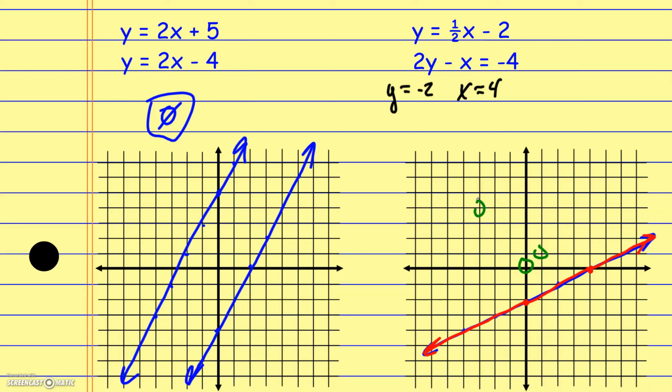Yeah, we have all real numbers for x and we have all real numbers for y, but it's very specific combinations of each of those real numbers. Okay, things like the ordered pair 0, -2, or the ordered pair 2, -1, or the ordered pair 4, 0. They're very specific combinations of those real numbers of x and real numbers of y.